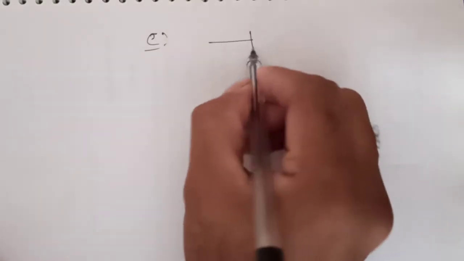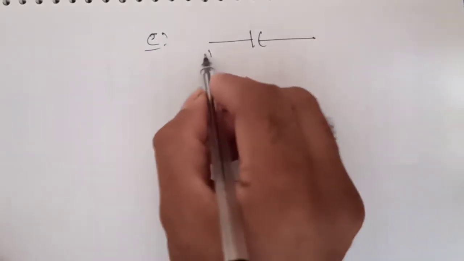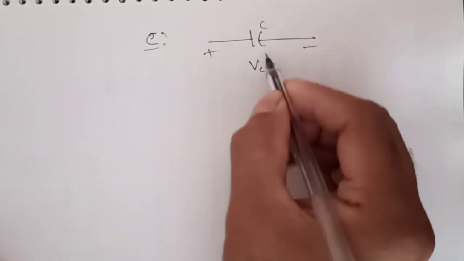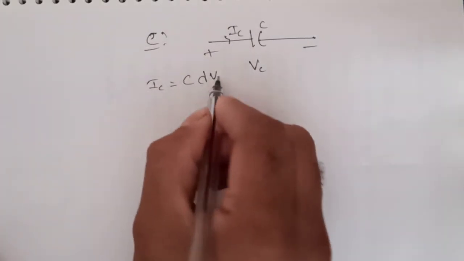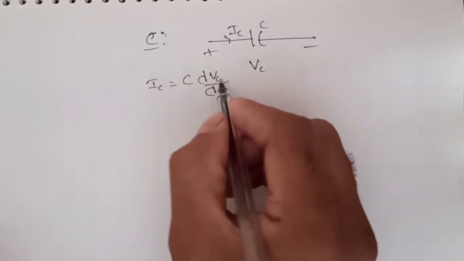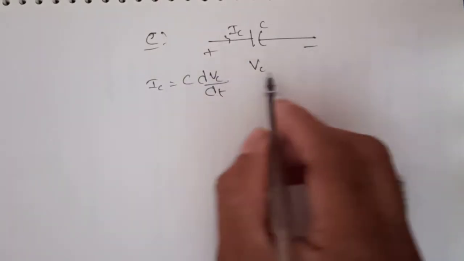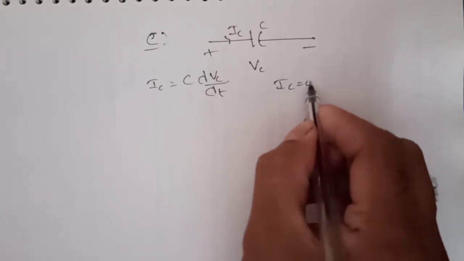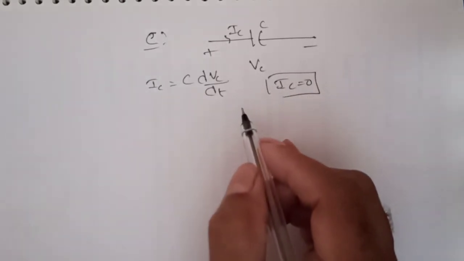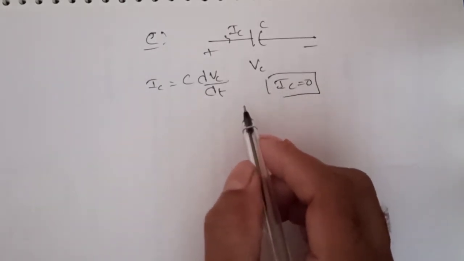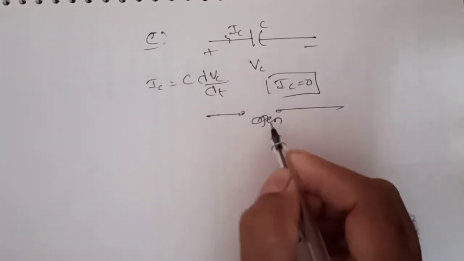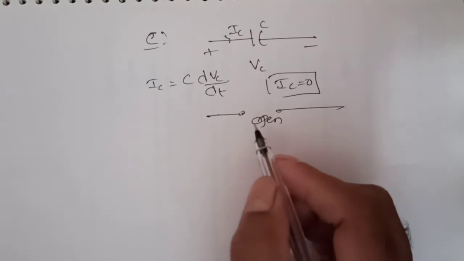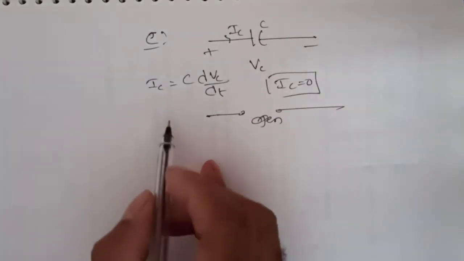So let us assume the capacitor C, the voltage across the capacitor VC, and the current IC. We know the relation between voltage and current: IC equals C into dVC by dt. As far as DC quantity is considered, VC is constant, that's why IC will become 0. That means in steady state for DC quantities, the capacitor acts as an open circuit.